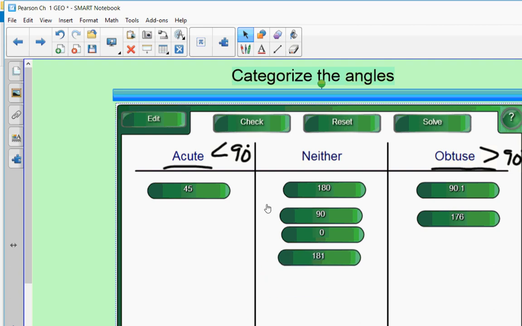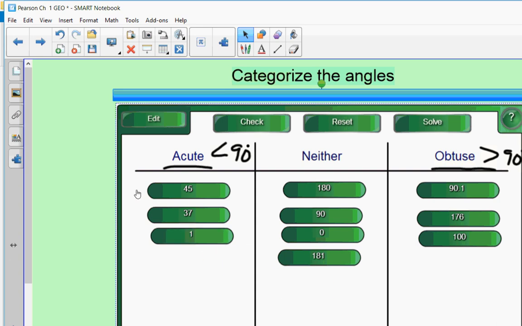Okay. 100 degrees, if I go back to my definitions, I think would be obtuse because it's greater than 90. 37, if I look at my definitions, I think that's going to fit with acute because it's less than 90. 1 degree, well, it's got a measure, and it's less than 90, so I think it's going to go here with acute. 89. Pretty close to 90, so is it right? Well, if it's right, it's got to be 90. So it's less than 90, so I'm going to call it acute.